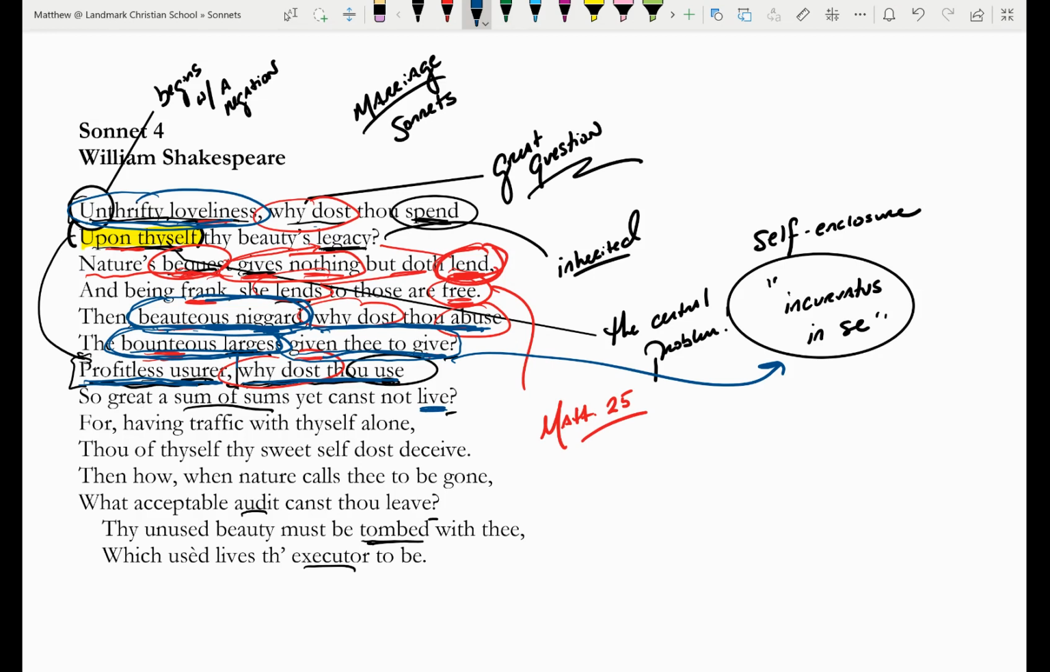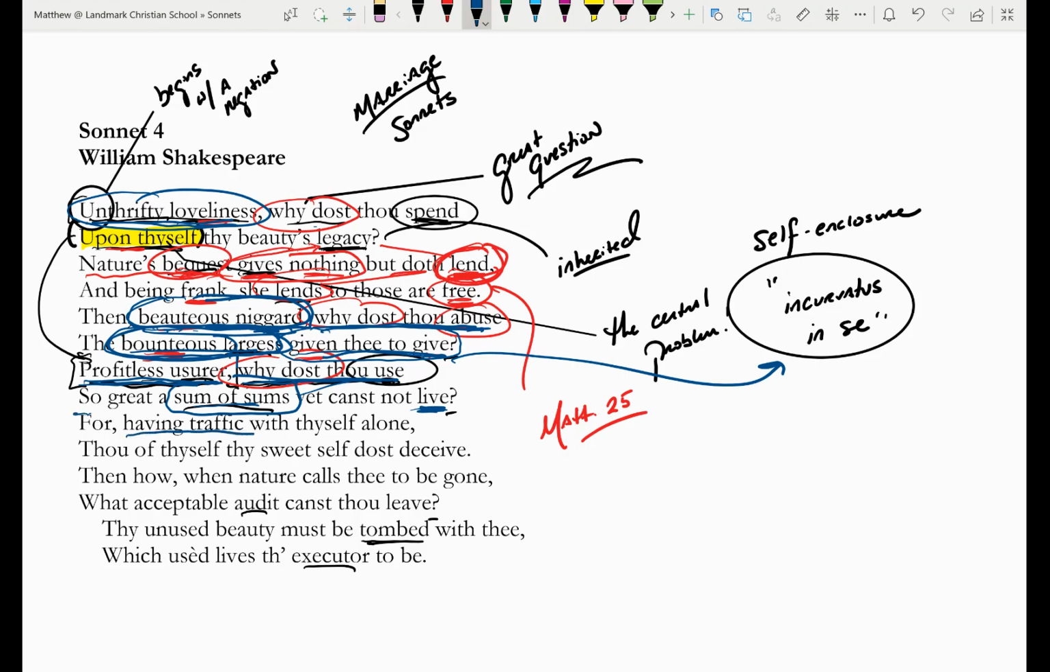Why dost thou use so great a sum of sums, yet canst not live? This bounty, and again, for Shakespeare, the beauty is a bounty. The language of wealth, in a financial sense, is connected to his beauty and his time. And so it's a sum of sums that he's been given, and he's using it, but because he's using it on himself in this sort of self-indulgent, autonomous, self-sufficient sense, he's not able to live. He's just crumpling within himself. And that leads into this final quatrain.